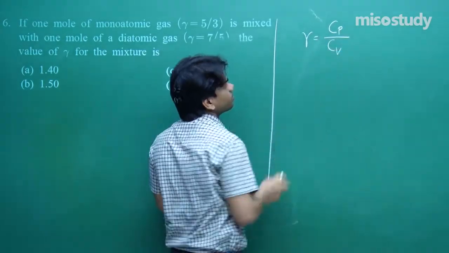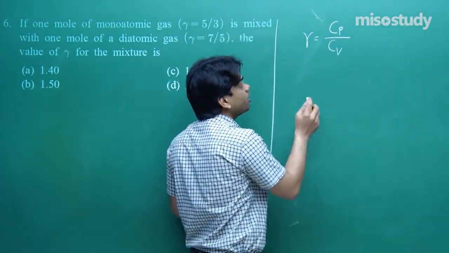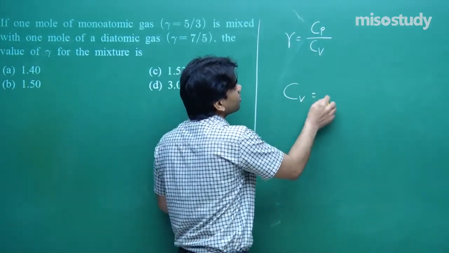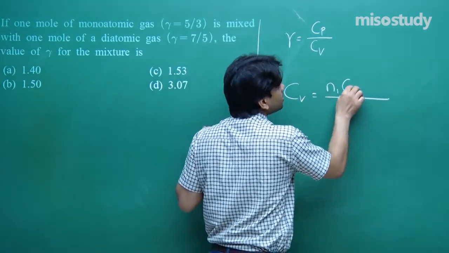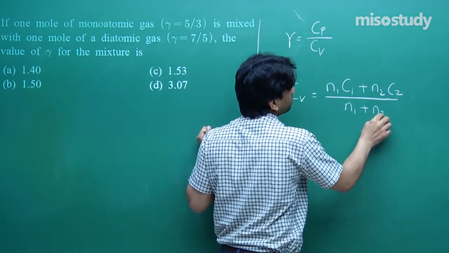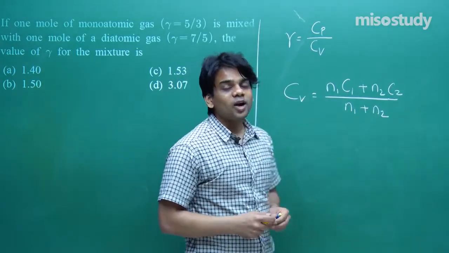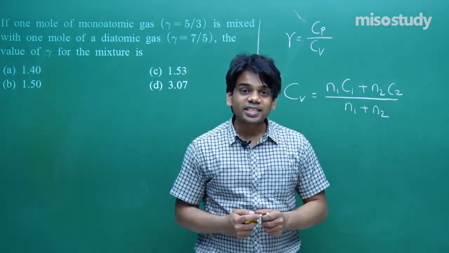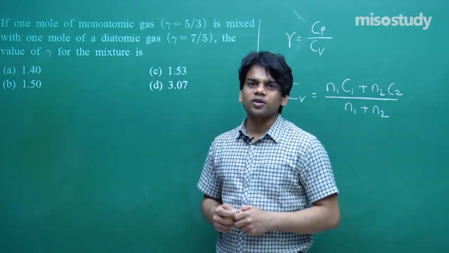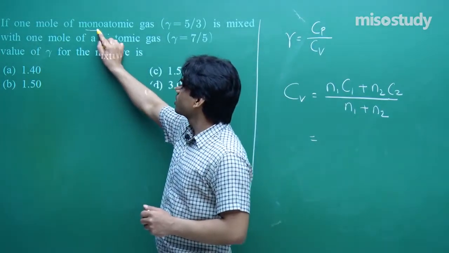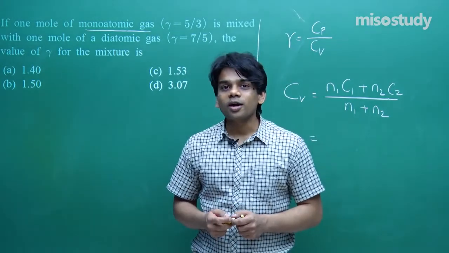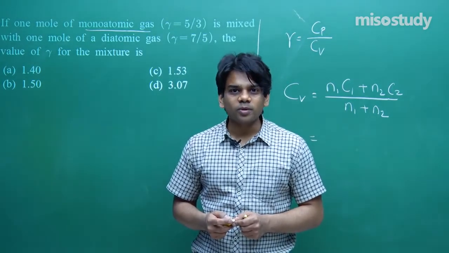This is the gamma. Now let me tell you how you can identify the Cv for a mixture. We all know that Cv is equal to N1 C1 plus N2 C2 divided by N1 plus N2. This is the formula to find the Cv for a mixture. N is the number of moles, C is the molar specific heat at constant volume. Here you see a monatomic gas. The specific heat capacity at constant volume for a monatomic gas is equal to 3 by 2 R.